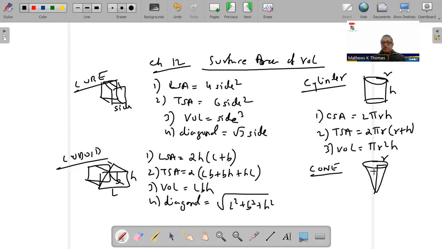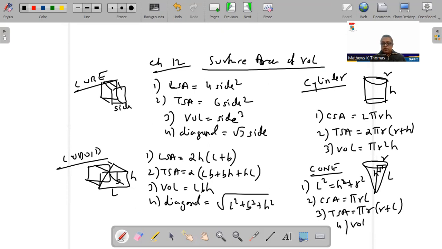Then we have cones. In a cone, we have the radius, height and slant height. The slant height is greater than the height because this is a right angle triangle, and the slant height is the hypotenuse. If the slant height is not given, we can find it using Pythagoras: L square equals H square plus R square. Out of the 3, if any 2 are given, we can find the third. Curved surface area is pi RL if the cone is open. Total surface area, if the cone is closed, is pi R(R plus L). Volume of a cone is 1/3 of a cylinder, which was pi R square H, so it is 1/3 pi R square H.